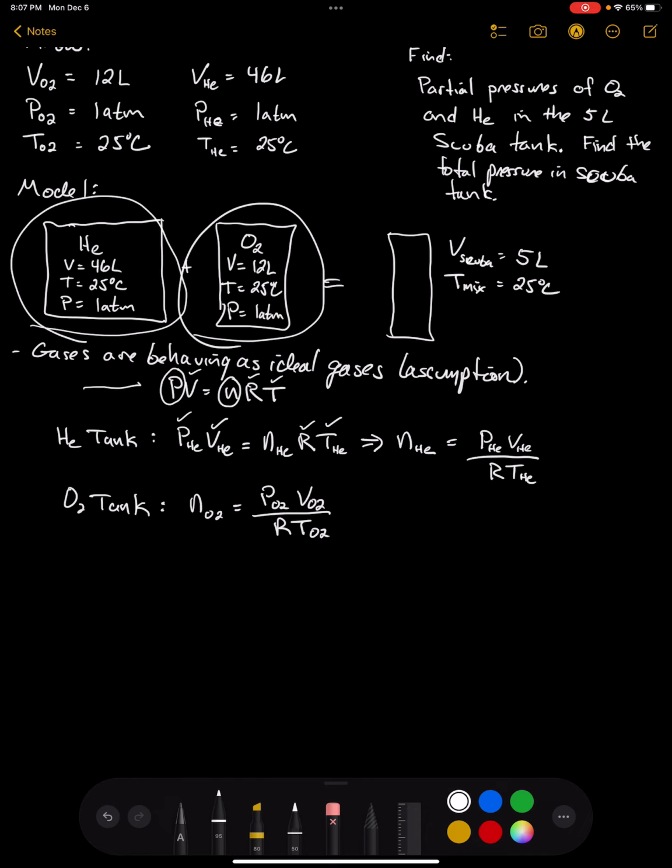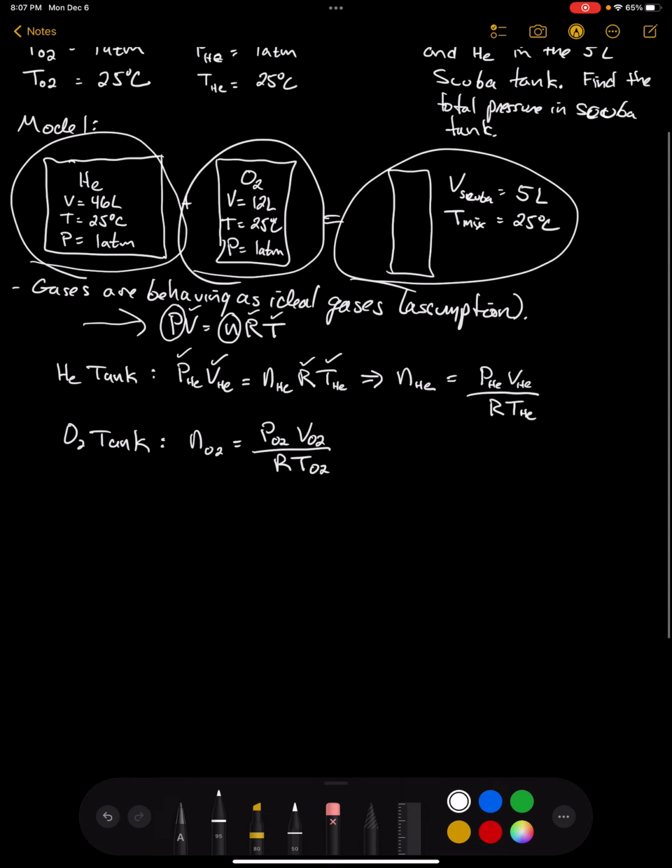So how does that help me, though, with this first equation that I wrote up here in terms of my actual scuba tank? Well, recall, just before we ended our last session, we said that Dalton's law of partial pressures allows us to say for an ideal gas that the total number of moles in that ideal gas is simply equal to the sum of the individual components. And so I can say that the number of moles in my scuba tank for this example is simply equal to the number of moles of the helium plus the number of moles of oxygen.